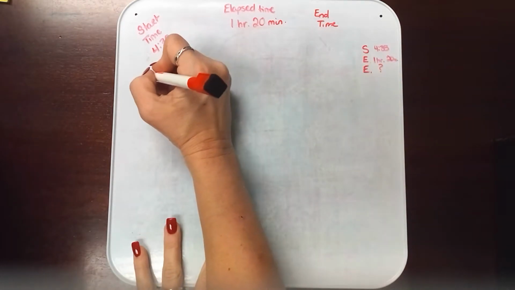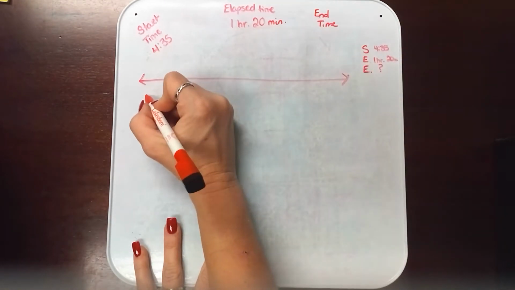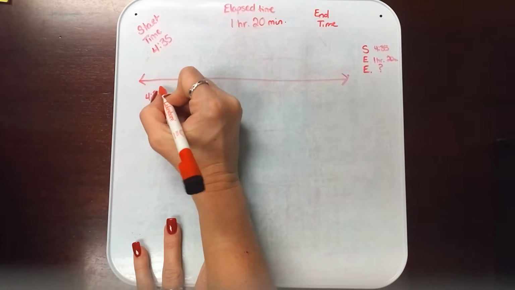So my number line is going to start, since I know the start. I'm going to start here with 4:35.